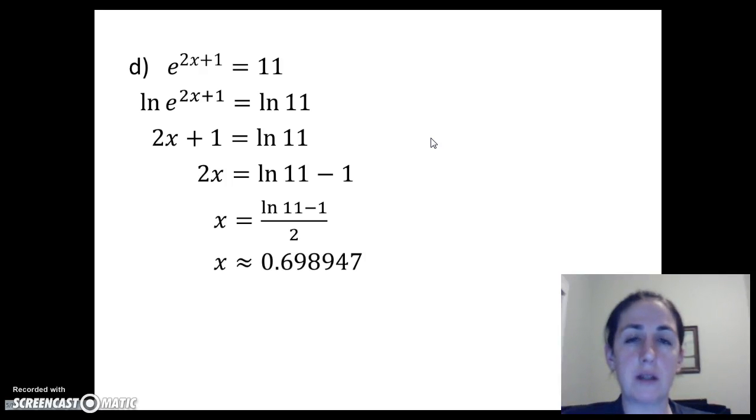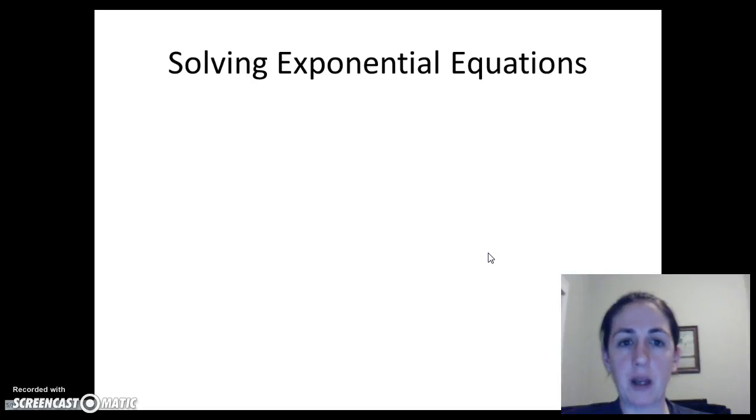Just remember, your numerators are automatically assumed to be in parentheses, so if you're going to put it in your calculator in one step, make sure you put parentheses around the natural log of 11 minus 1, and then divide that whole thing by 2. So now let's get into some more in-depth examples. We'll start by solving strictly exponential equations, then we'll move to solving logarithmic equations.